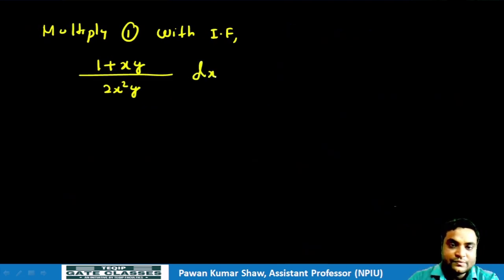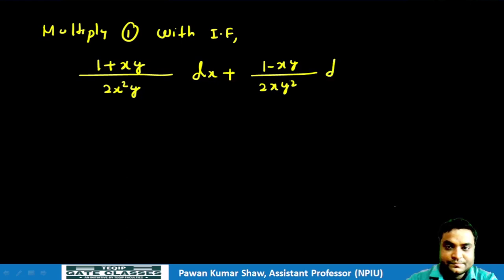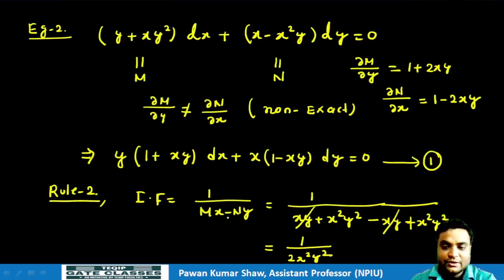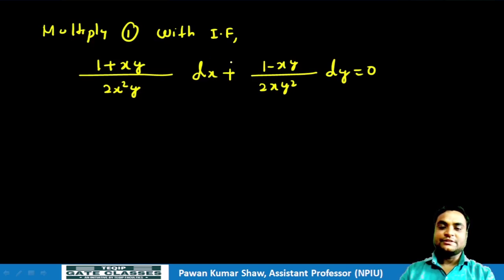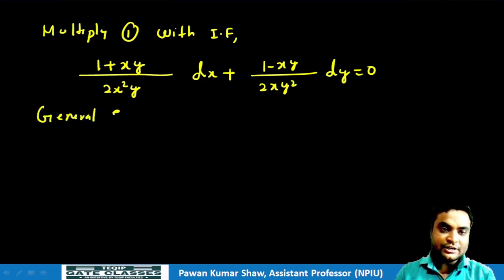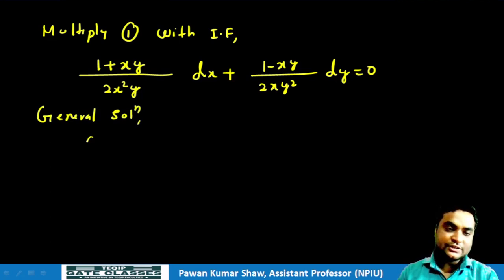So we are getting this first one, plus the second one will be our 1 minus xy, and in that case 2xy square dy equal to 0, because 1y will cancel and here 1x will be cancelled. So now this is the revised differential form, and now this will be exact. So we can write the general solution directly, because we already multiplied the integrating factor. Now this equation will be exact. So what will be the general solution?